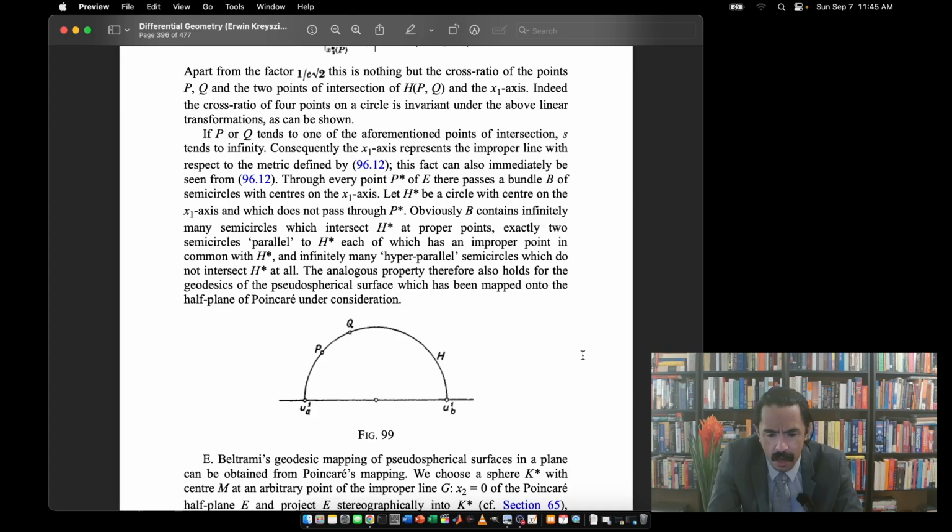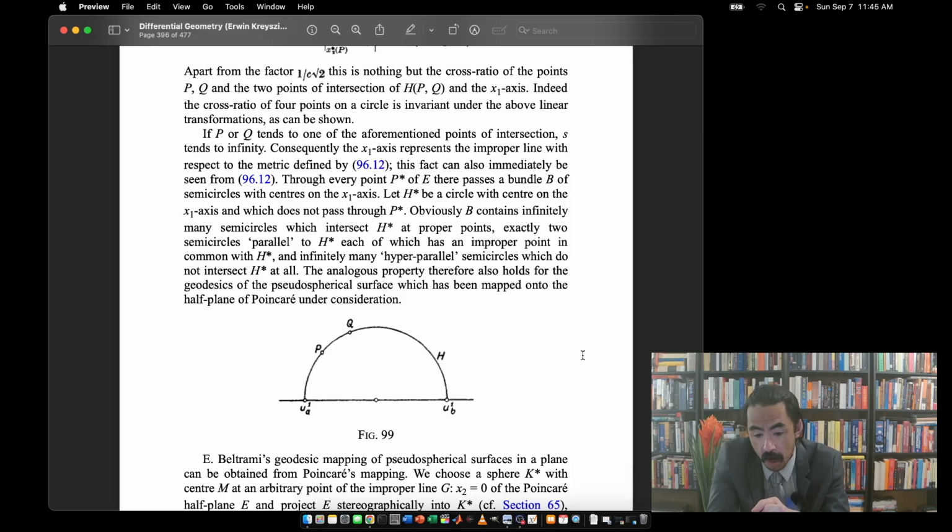96.12. Through every point capital P star of the plane capital E, there passes a bundle, capital B, of semicircles with centers on the x1 axis. Okay, we're just going to forgive Erwin Kreisig that this is the last page of the book, that he didn't formally define bundle, but fiber bundle, it should kind of be ringing bells. It's sort of like if you have a hairbrush and there's all the little fibers, you could get a bundle of those. It's kind of like your bundle of tangent vectors that you're thinking of here. Also could be referred to as maybe like a pencil. Anyways, there passes a bundle, capital B, of semicircles with centers on the x1 axis.